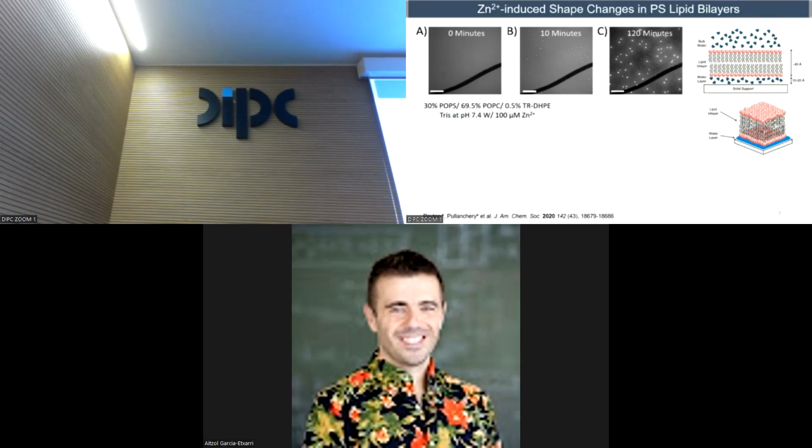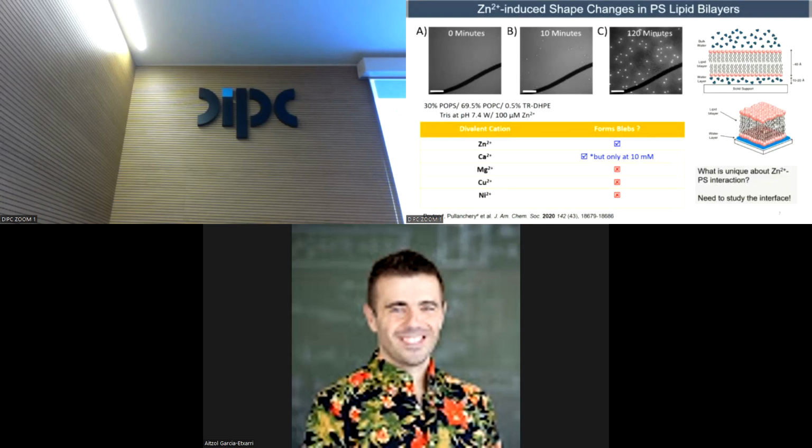So the question was, well, is this phenomenon specific to zinc? Can other divalent cations also induce such structural changes? Very interestingly, it turns out that it's a very ion-specific phenomenon. Zinc is the only ion that can form these blebs very efficiently. Calcium ions can also do the same, but much less effectively. But ions like magnesium, copper, and nickel that we tested do not form blebs in the lipid membrane.